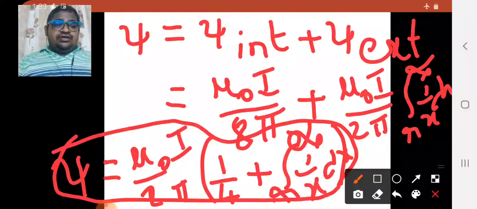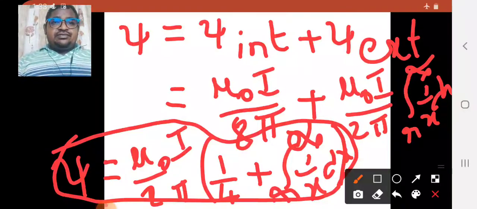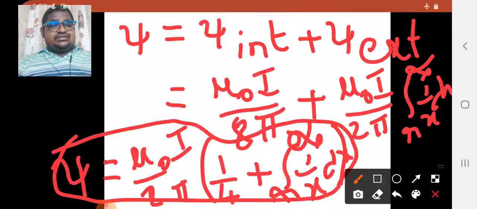Next topic is, for example, we have parallel conductors. Parallel conductors in the sense it is like this.